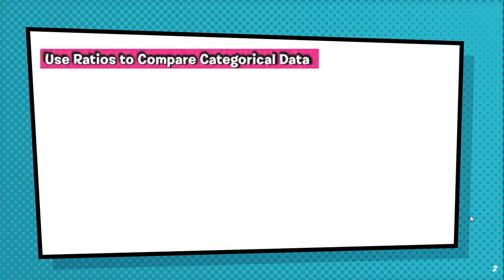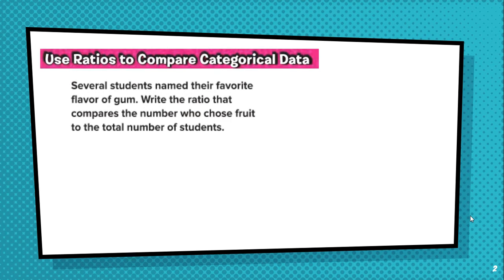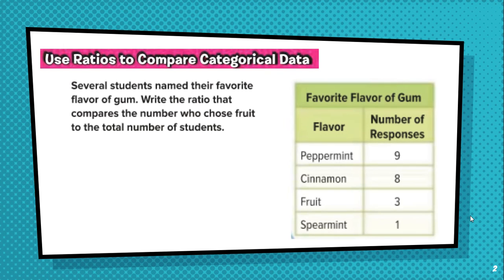So when we use ratios to compare data, it says categorical data, which is just a fancy word for data that's in categories. Let's just use an example here. So it says several students named their favorite flavor of gum. Write the ratio that compares the number who chose fruit to the total number of students. So if we were given a table like this, we see that there's the flavors on the left-hand side, there's the number of responses on the right-hand side.